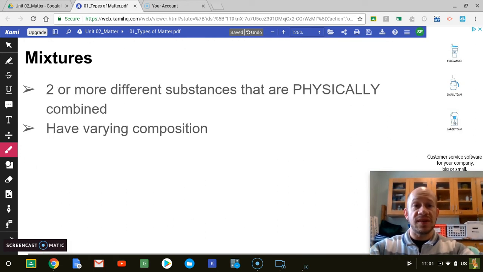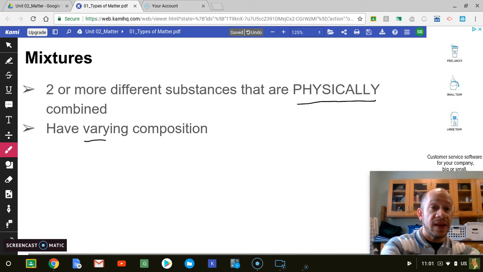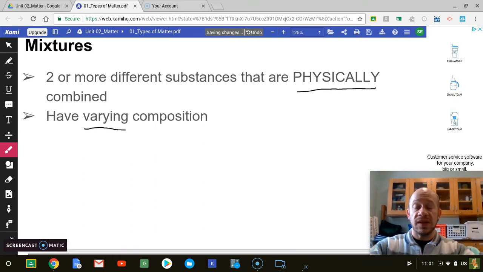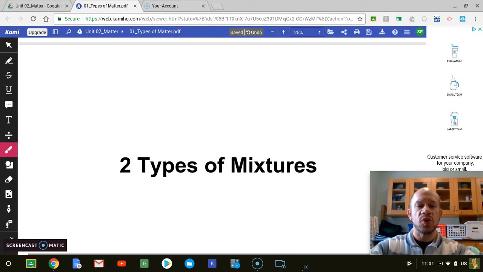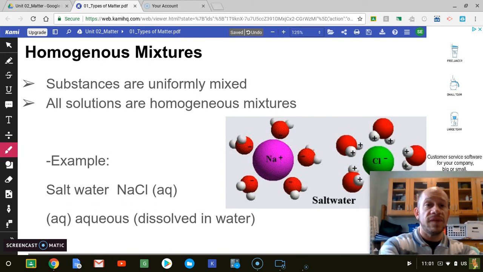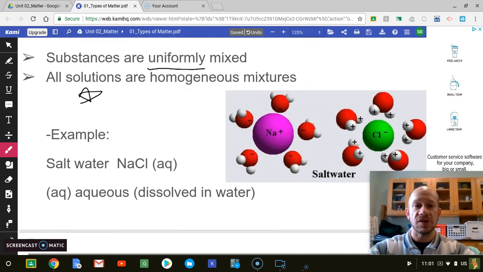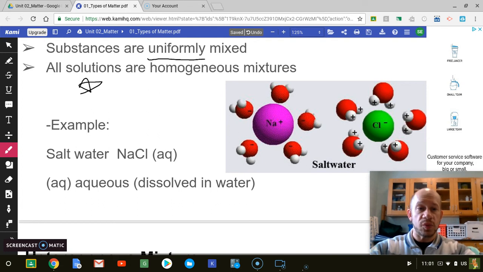Mixtures have 2 or more different substances that are physically combined. Therefore, they have varying compositions. So these are some ways to remember your vocabulary. There are 2 types of mixtures: homogeneous mixtures, which are substances that are uniformly mixed, they're all even. All solutions, you can star that, we're going to talk a lot about solutions, are homogeneous mixtures. So, for example, salt water, which we denote as NaCl (aq). This little aq tells me it's dissolved in water. So, you should take note of that. That is a mixture of salt and water.